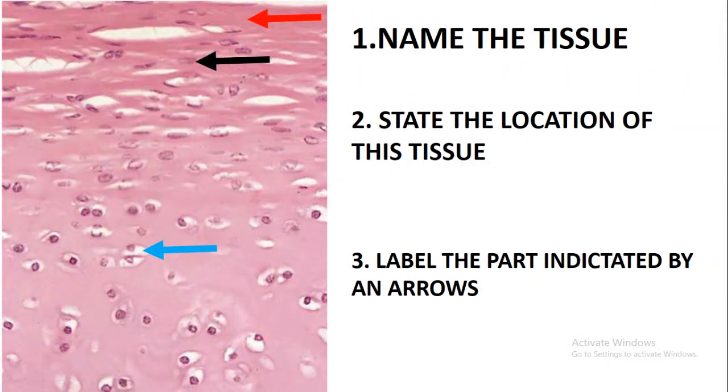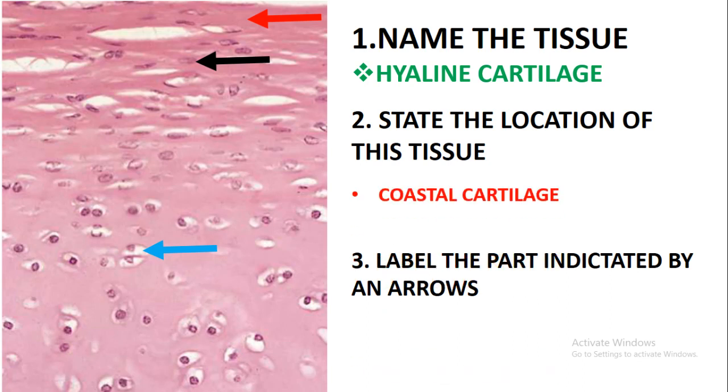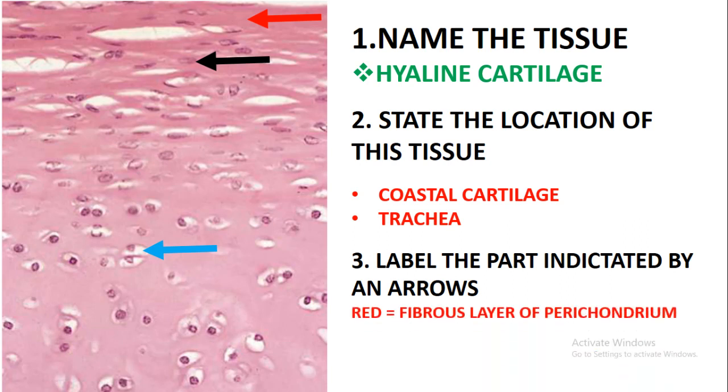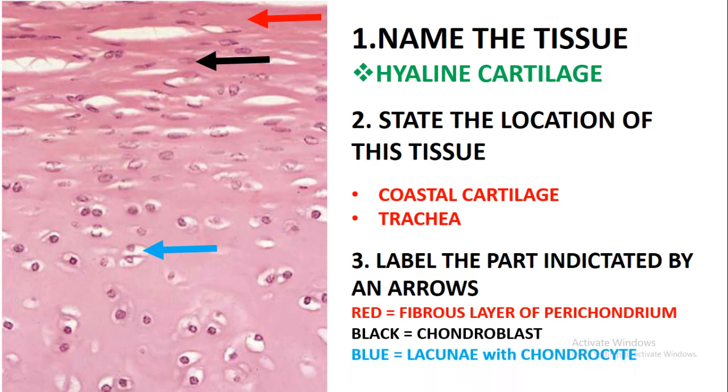The next slide is name the tissue, which is just the hyaline cartilage. State the location of this tissue. You can talk about the costal cartilage and also the trachea. Then label the part indicated by the arrow. The red arrow there is pointing to the fibrous layer of the pericardium. Then the black arrow is pointing to the chondroblast. Then the blue arrow is pointing to the lacuna with the chondrocytes. Let's quickly move on and look at the next slide.